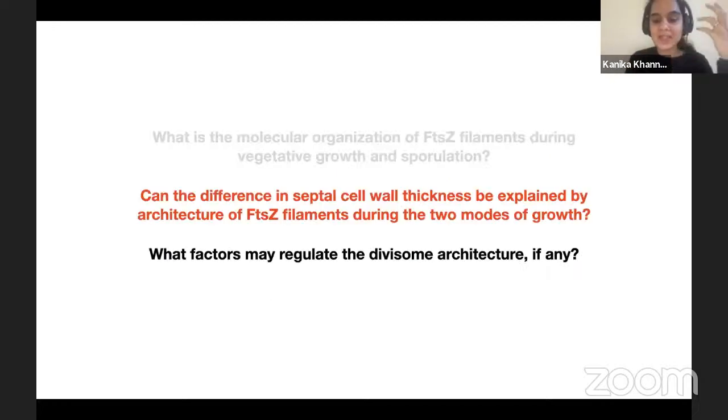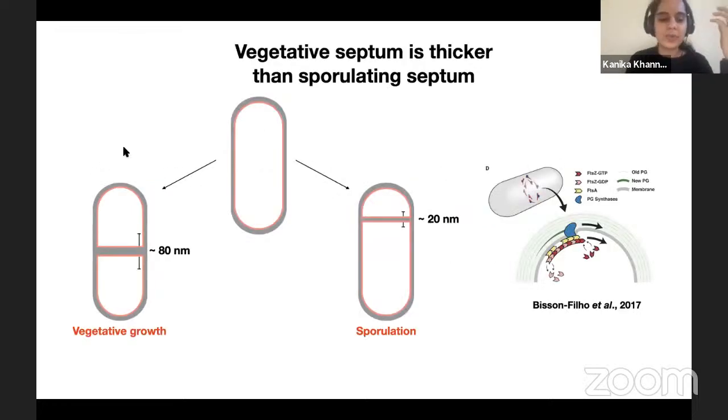So the next question we wanted to ask is, now we know that there exists a difference in how these FtsZ filaments are organized, can these differences also explain why the septal cell wall is different during vegetative growth and during sporulation? As I told before, the sporulating septum, once it is completely formed, is almost 4 times thinner than the vegetative septum once it's completely formed. And there are models which propose that there's a link between the amount of condensation of the Z ring and the dynamic activity of the Z ring around the circumference of the cell, which dictates the motion of also the cell wall synthesis around the septum.